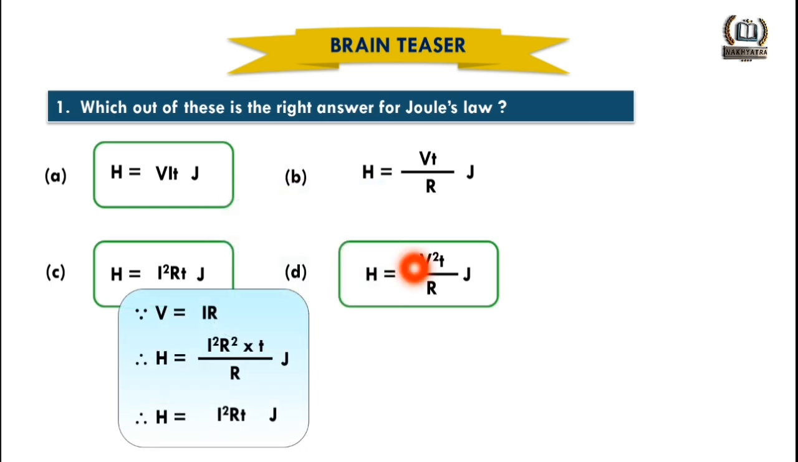Now see how option D is correct. It is given as V square into T upon R. Here we replace V square with I square into R square, because we know that V equals I into R. By putting the value, I square into R square into T upon R, and cancelling R, we will get H equal to I square into R into T joule. So options A, C and D are correct.